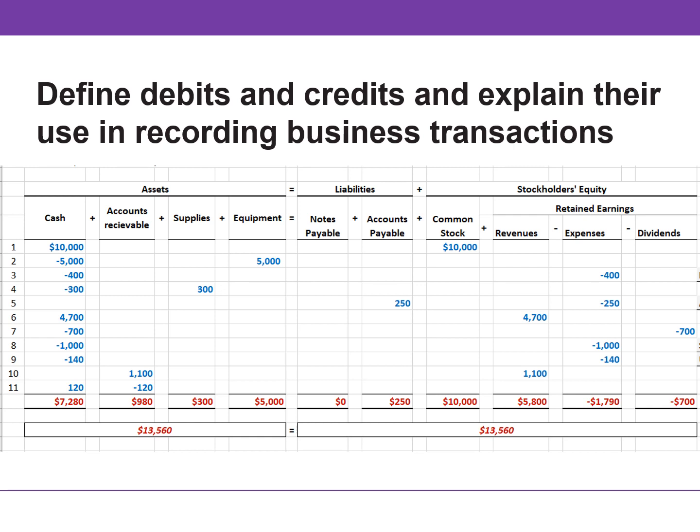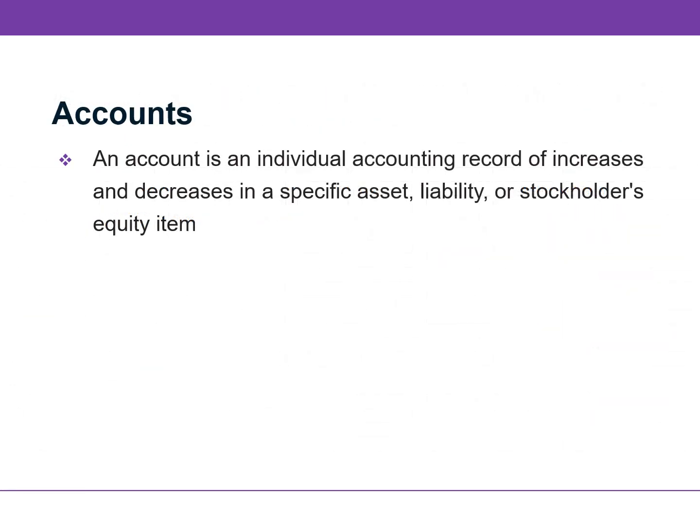We need a formal structure or way to enter transactions into the accounting system. This involves accounts, debits, and credits rather than a plus-minus system. An account is an individual accounting record of increases and decreases in a specific asset, liability, or stockholders' equity item.